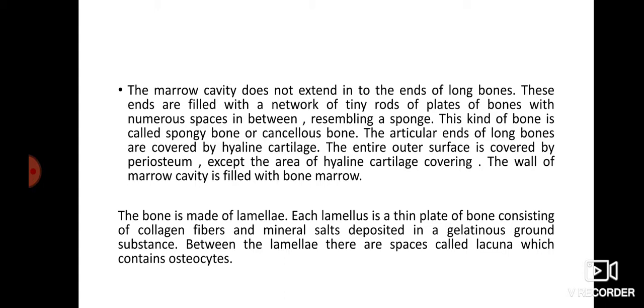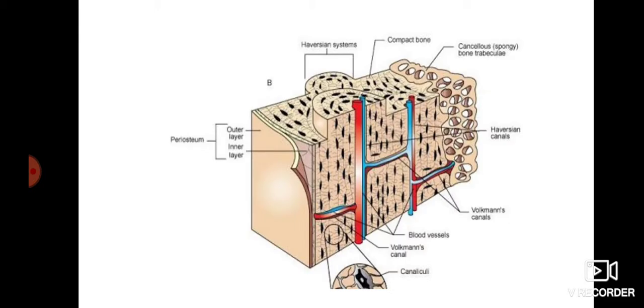In this picture, you can see this is one Haversian system with the Haversian canal. This is another Haversian system with the Haversian canal. Each Haversian canal transmits blood vessels and nerves, and 2 Haversian canals are connected by another canal called Volkmann's canal.